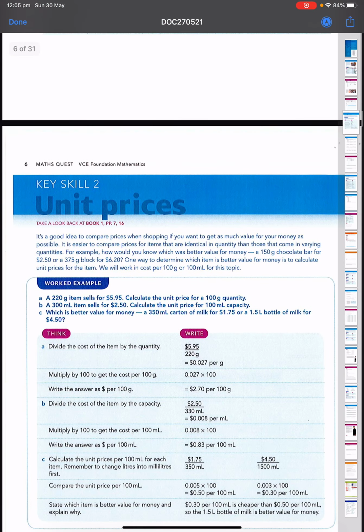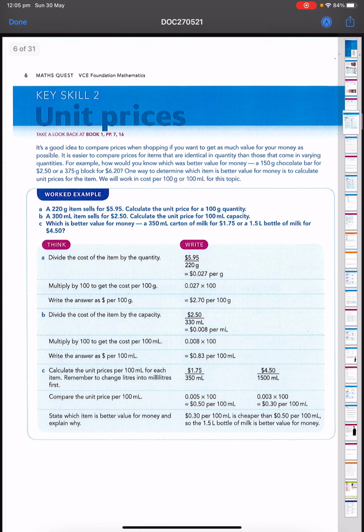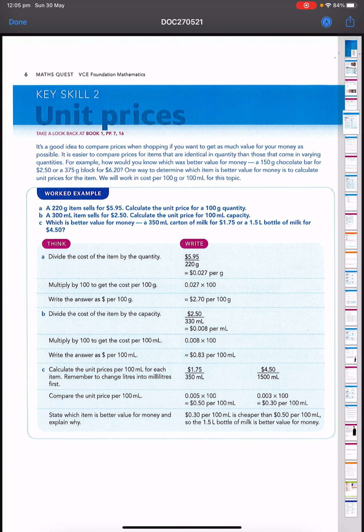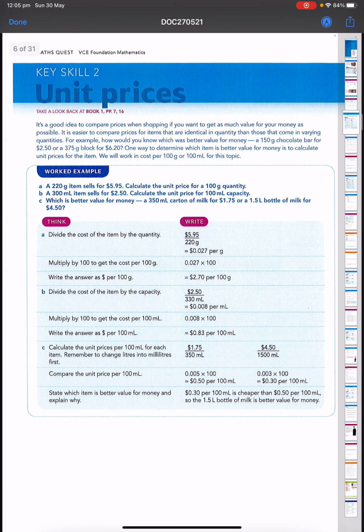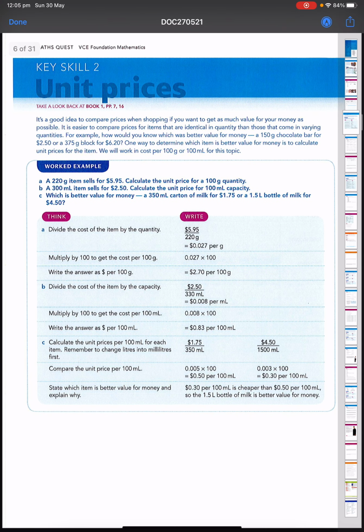The next lesson is going to look at what we call unit prices. Unit means looking at one particular item. It's a good idea to compare prices when shopping if you want to get as much value for your money as possible. It might be easier to compare prices for items that are identical in quantity than those in varying quantities. An example could be 150 grams of chocolate is $2.50, but a 370 gram block of chocolate is $6.20. Which one is more value for money?